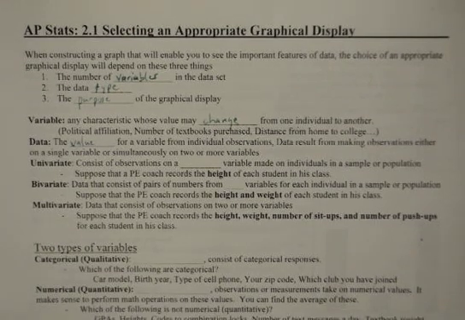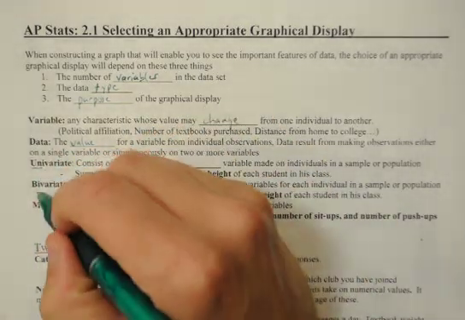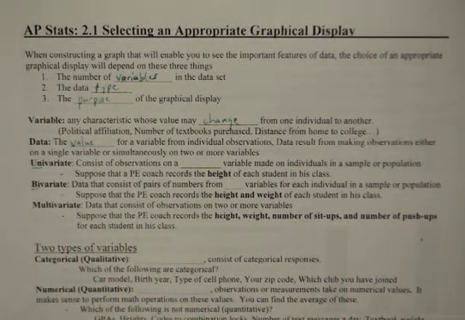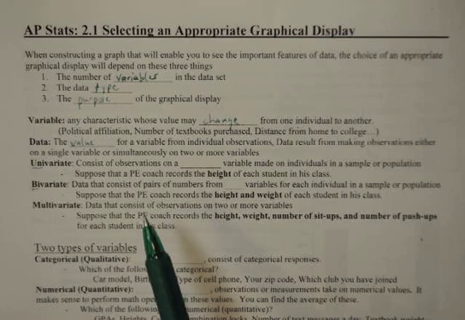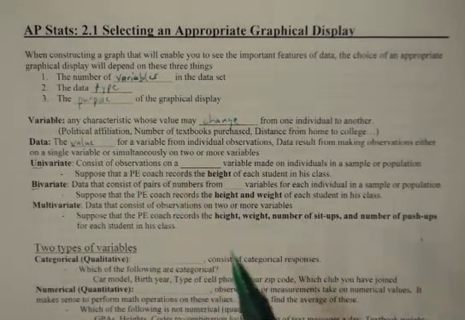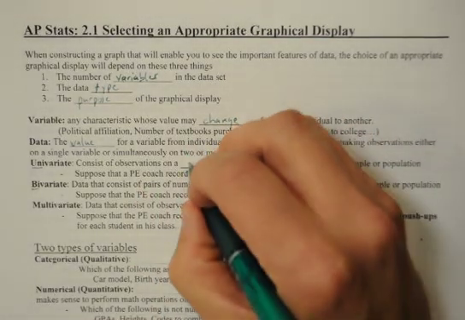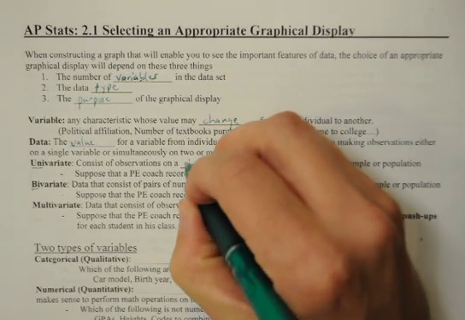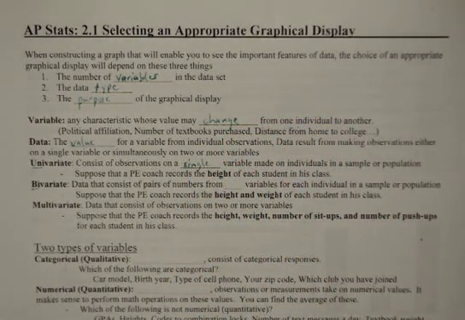Data can be univariate, bivariate, or multivariate. Uni means one, bi means two, and obviously multi means more than two. So univariate consists of observations on a single variable. We might be looking at the GPA. You might want to know the average GPA of a class.